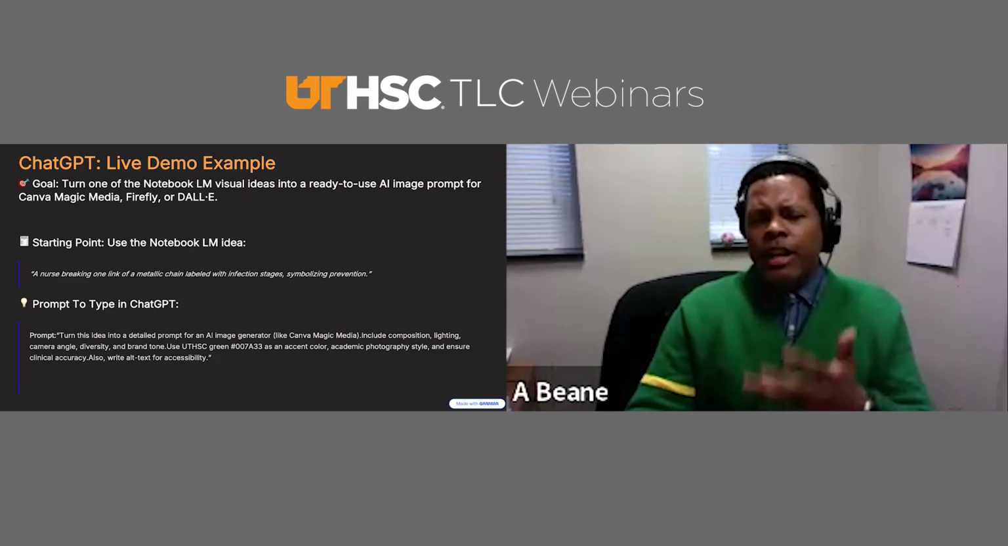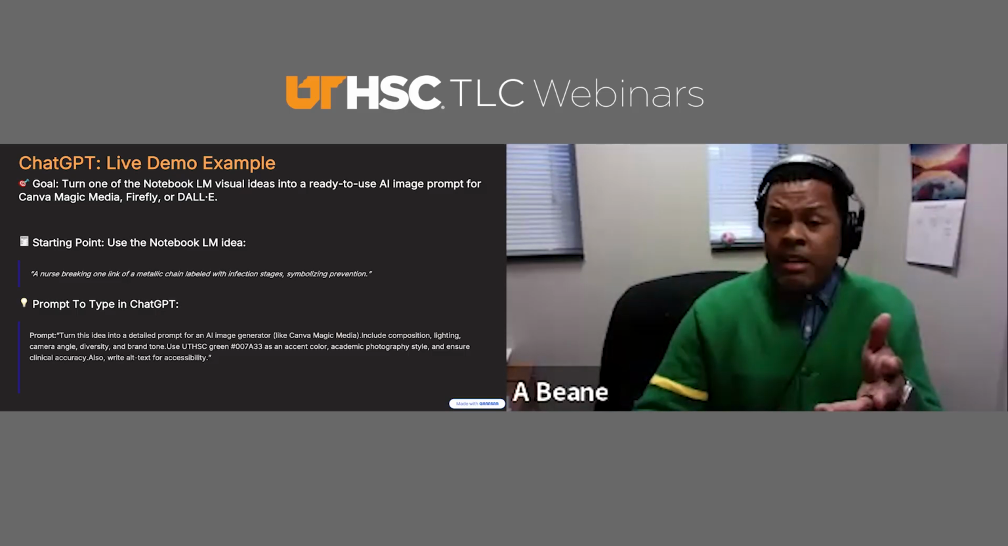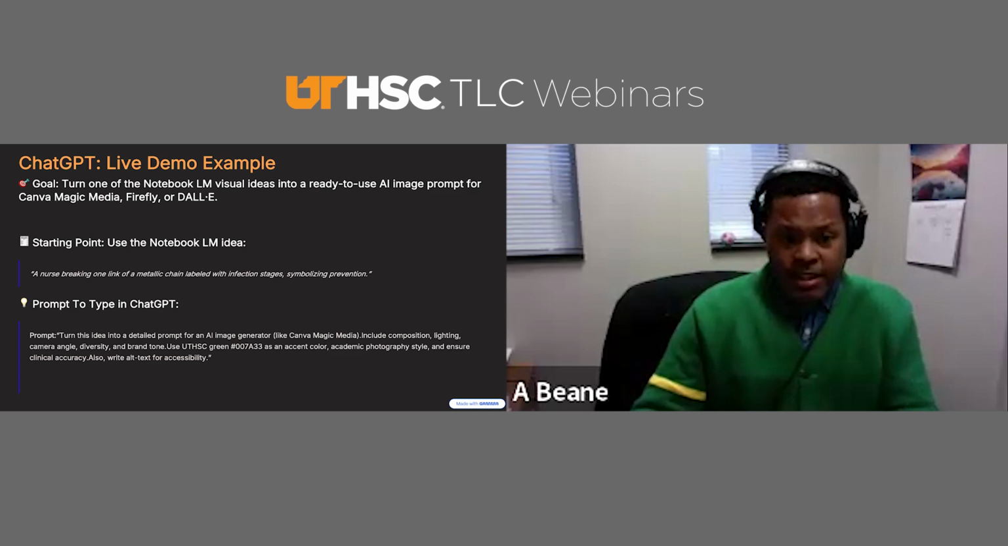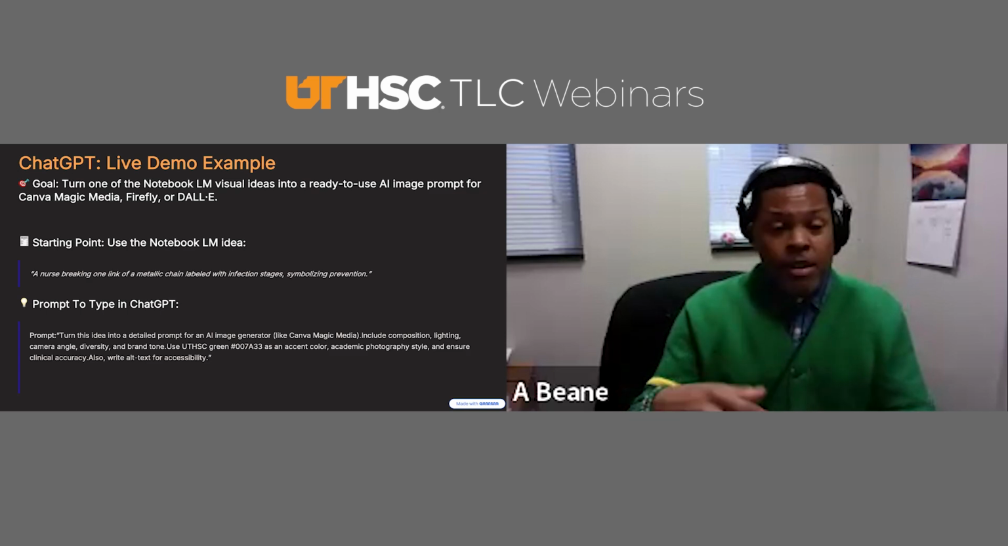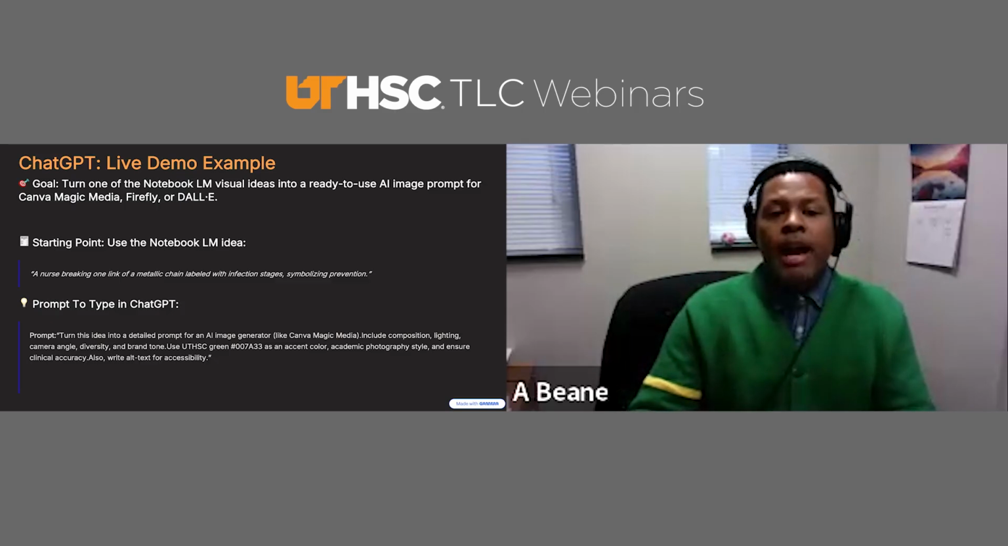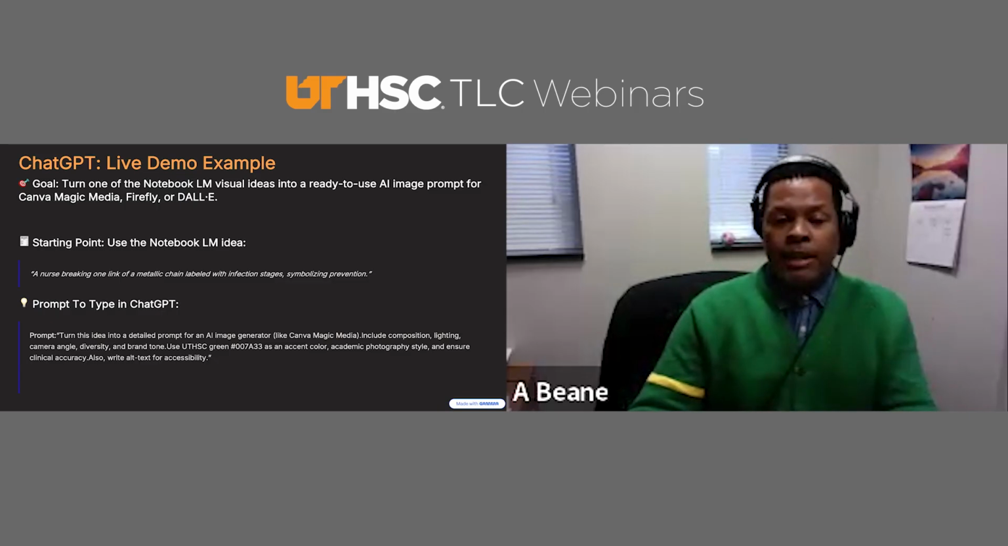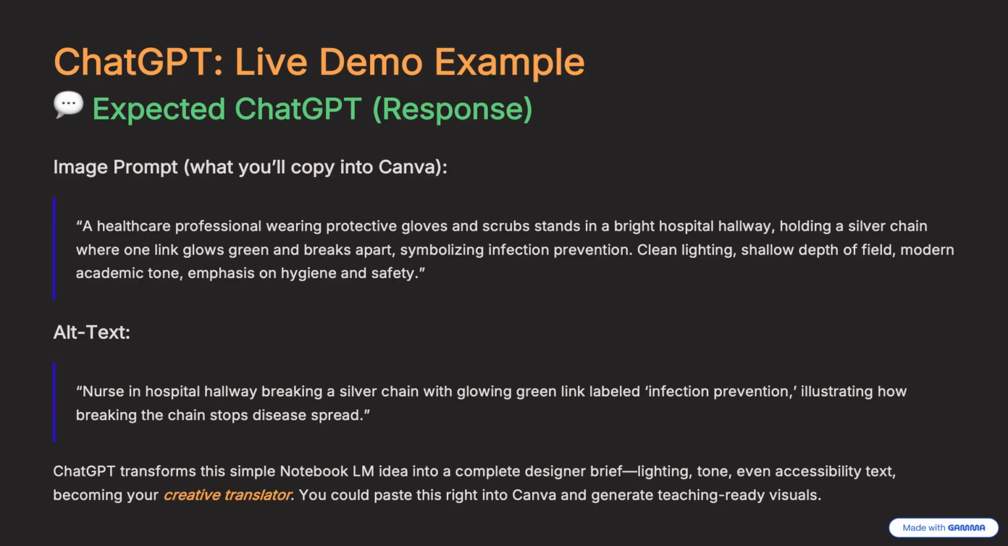I asked it also to incorporate the UTHSC green, which in this case is the number-coded value for this color. You don't have to be that specific, but it recognized that as an accent color, academic photography style, and ensure clinical accuracy. Also, give me an alt text for accessibility. So this is what it came up with. This is the prompt that ChatGPT gave me.